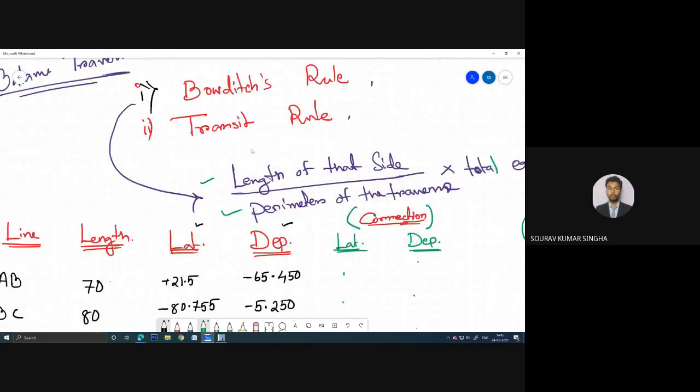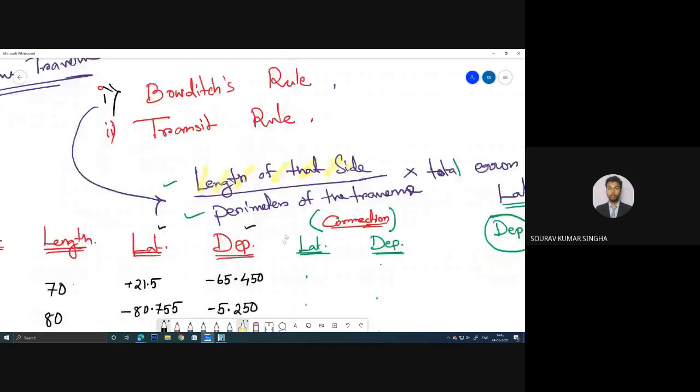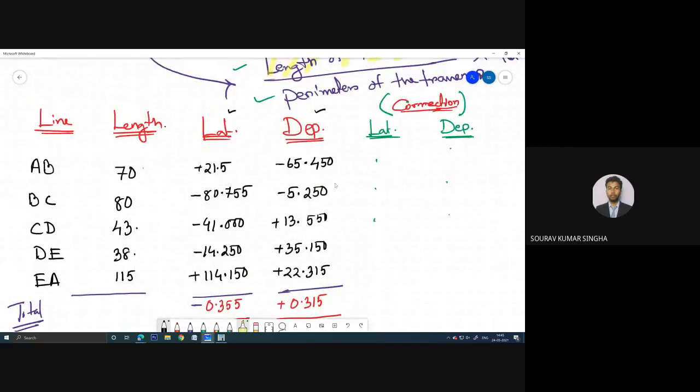Now what are the methods? I have told you two methods. One is the Bowditch rule. So first we will apply the Bowditch rule. So here what is the rule said? Length of that side. So on which side we are considering? Let us consider this AB line. So length of that side how much? It is 70.